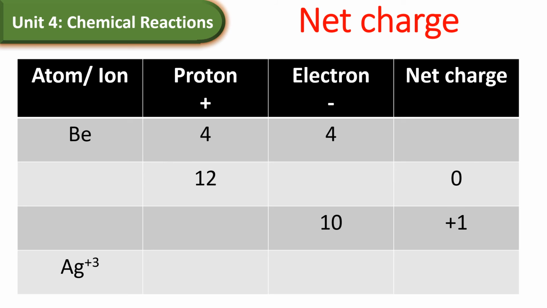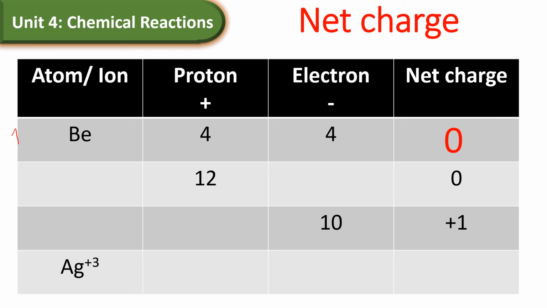Now, let's check your answers. Let's begin with number 1. Your element symbol Be, or beryllium. Beryllium has a proton number of 4 and an electron number of 4. So 4 minus 4, you will get 0. Very good. So the charge is neutral.